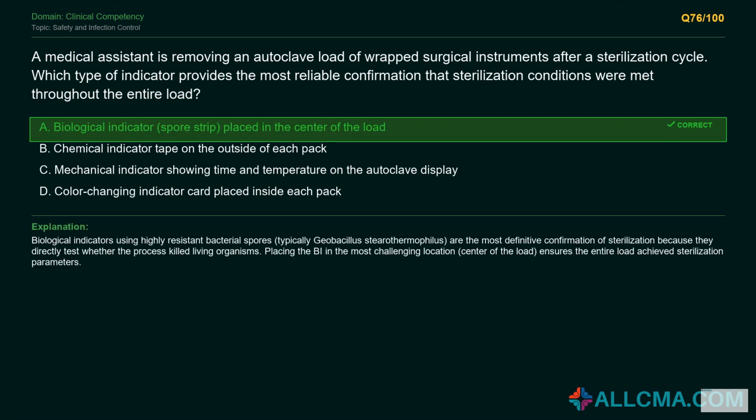The correct answer is A. Biological indicators using highly resistant bacterial spores, typically Geobacillus stearothermophilus, are the most definitive confirmation of sterilization because they directly test whether the process killed living organisms. Placing the BI in the most challenging location, the center of the load, ensures the entire load achieved sterilization parameters.